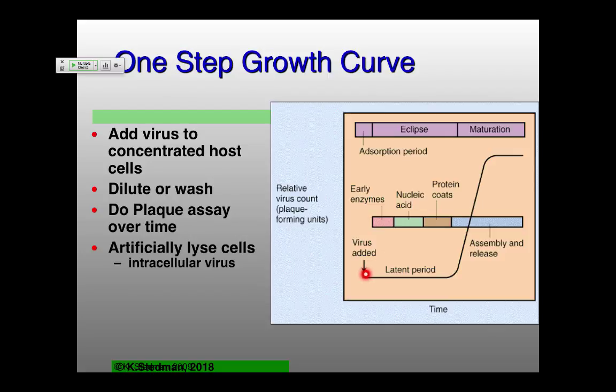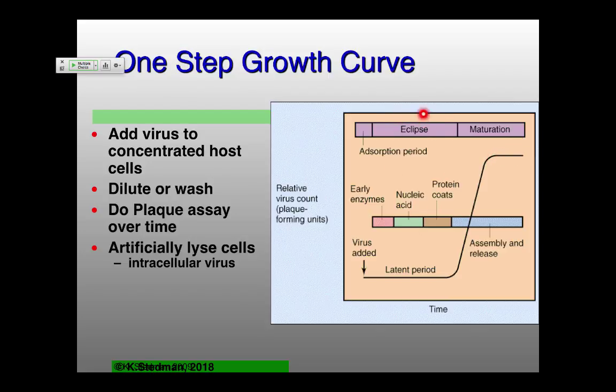So virus added here, just the black line again is representing infectious viruses. Here's our early part. Here's our late part. And very often, people will talk about this as the latent phase. The latent phase is the absence of any new infectious particles, because you would have had some infectious particles right here at the beginning. And then the assembly and release phase right here.